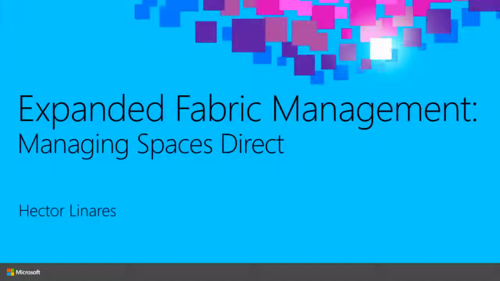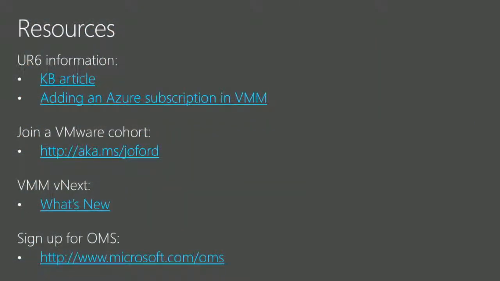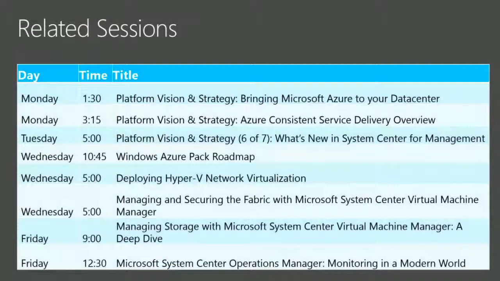Okay, thanks, Hector. Thanks, John. So yeah, with that, we're really wrapped. This slide here shows a bunch of external resources. It's a bunch of links, too, so if you pull the slides, you'll have a bunch of links for how to get to information about Update Rollup 6. Again, enlisting yourself in a customer cohort to help us work on future features and what's new. And then these are our related sessions.